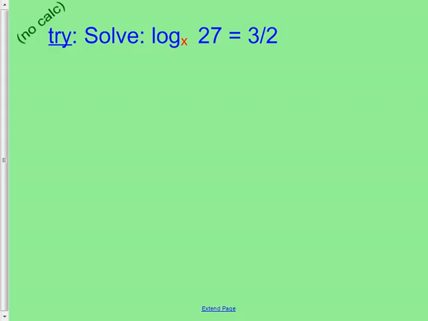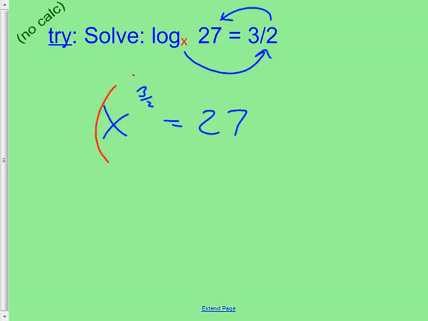So, did you say x to the 3/2 equals 27? Because if you did, you're on the right track. Next, I'm going to put it to the what power to get that 3/2 power off of there? So we're going to put it to the 2/3. Hold up. Did I just put it to a power that makes me have a plus minus answer?